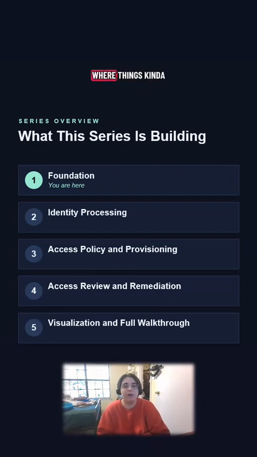Part 3 is where things get interesting, because that is where the system starts handing out and taking away access based on what's detected in part 2. Part 4 is where the system goes back and double checks its own work to make sure nothing has drifted out of line. And part 5 is where we're going to pull this whole thing together into a clean walkthrough of the finished product from start to finish.